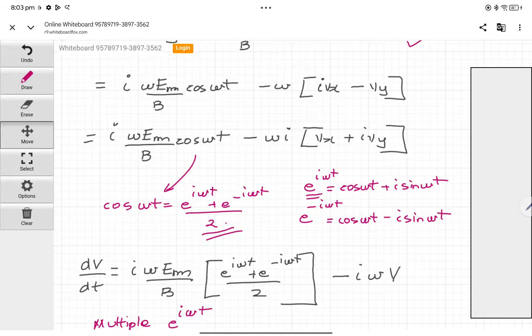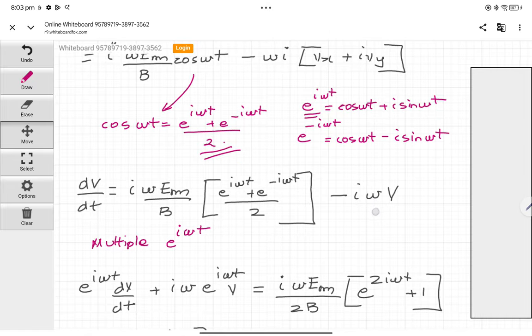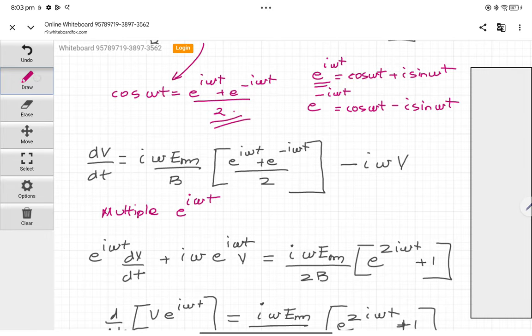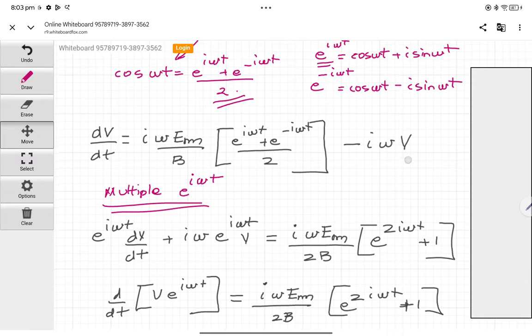Okay, so you put it back over there, and now what we do is we multiply the LHS and the RHS by e raised to i omega t. Why? Because we want to simplify it further. There are various ways of doing it. This is one of the ways. If you have a better way, be my guest.